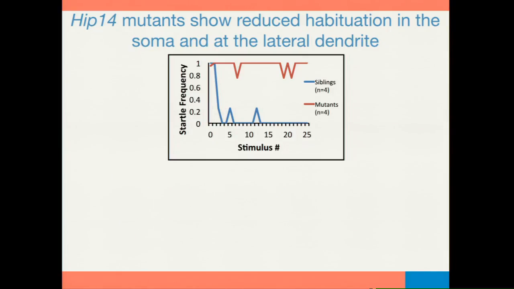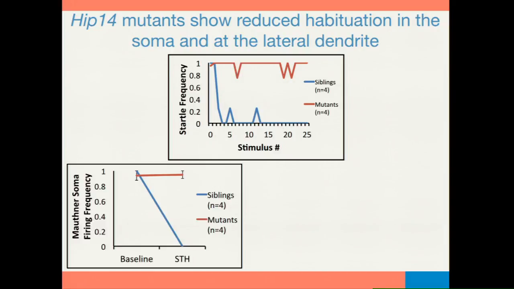And very much to my surprise, when you head fix a fish that's mutant for HIP14 in agarose, this does not improve their learning behaviors. So even on that calcium imaging setup, they fail to habituate. Siblings habituate very well. And not surprisingly, the Mauthner soma seems to be tracking that behavior. So whereas the siblings very quickly stop firing their Mauthners, the mutants continue to fire throughout the habituation protocol.